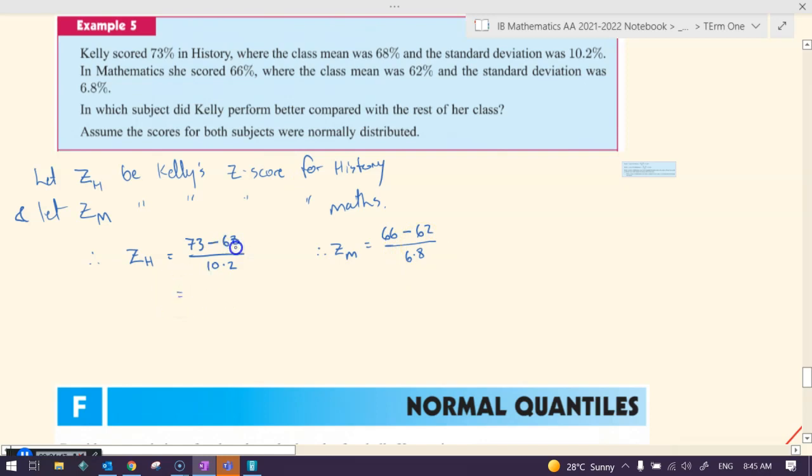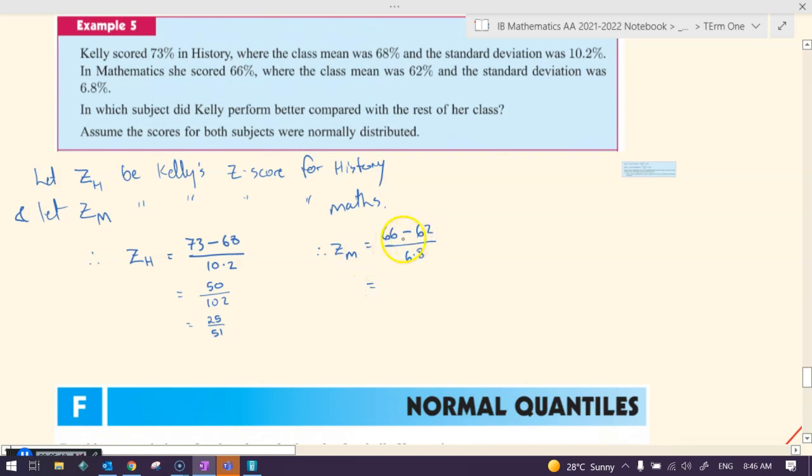Here I've got 5 over 10.2. Why don't I make that 50 over 102? And then we can simplify that to 25 over 51. So it's pretty much half a standard deviation above the mean. A z-score just over 1/2, or just below 1/2. How silly of me, 25 out of 51.